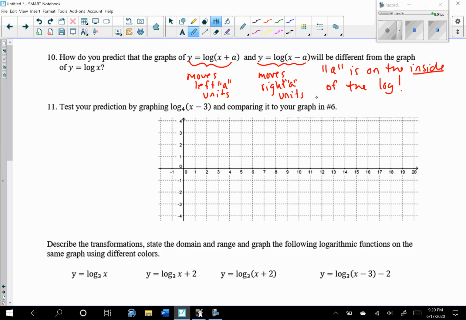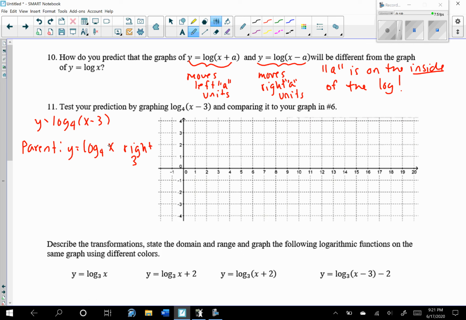So it's a part of the argument now. That's how we know we're moving it left or right, versus where it was on the outside of the log, not a part of the argument, which is why it was moving up or down. So test your prediction on the graph y equals log base 4 of x minus 3. So the parent graph is y equals log base 4 of x. And then what are we doing to the parent graph? That minus 3 moves it to the right 3.